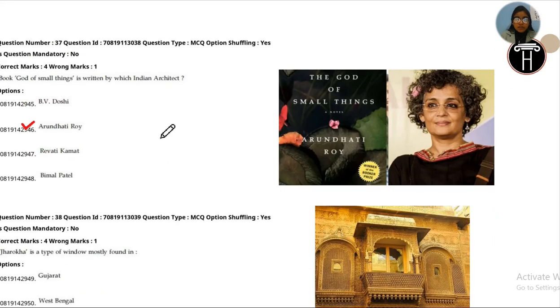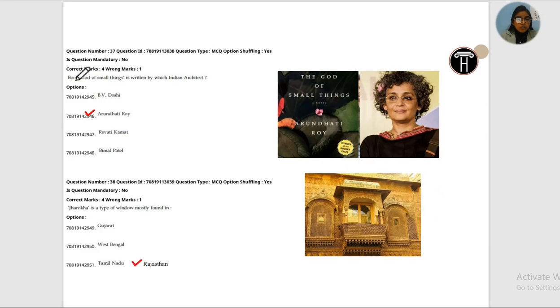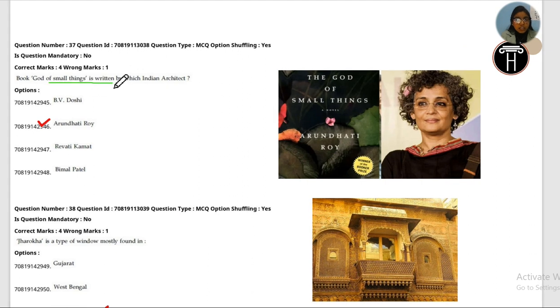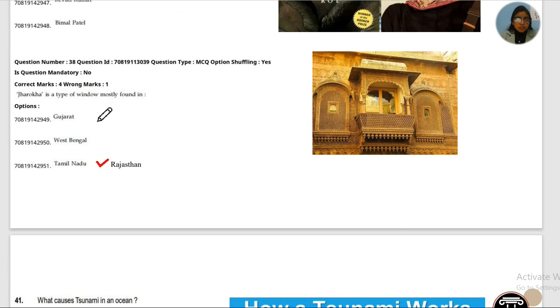Next question you have is, the book The God of Small Things is written by which Indian author? The book named The God of Small Things has been written by Arundhati Roy. This is the image of the book and she is Arundhati Roy. She is an Indian author who has written the book The God of Small Things.